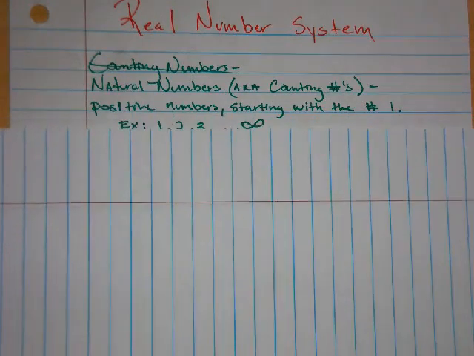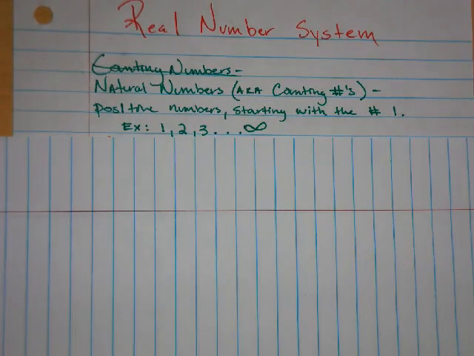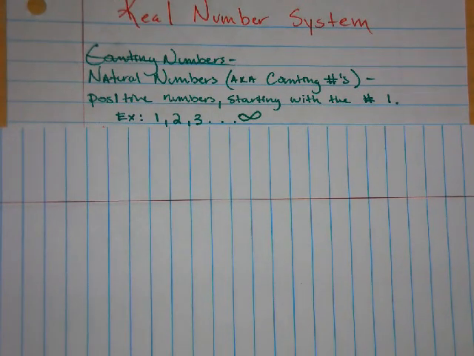The first type of number is a natural number. It's also called a counting number. I put AKA, which means also known as, a counting number. These are the numbers you started with when you first learned how to count. If I was to count the number of students in my classroom, I would probably start with the number one. I would say 1, 2, 3, 4, 5, and go on and on until I counted all of the students in my class. So we call those natural numbers, but we also call them counting numbers.